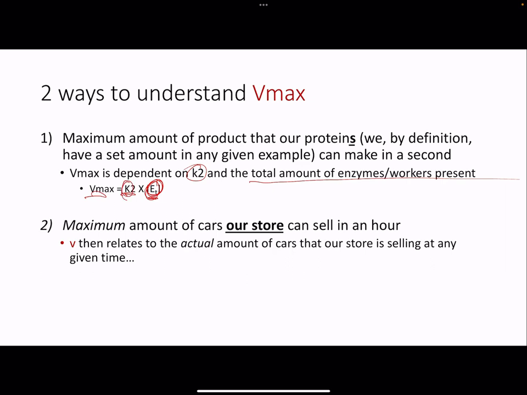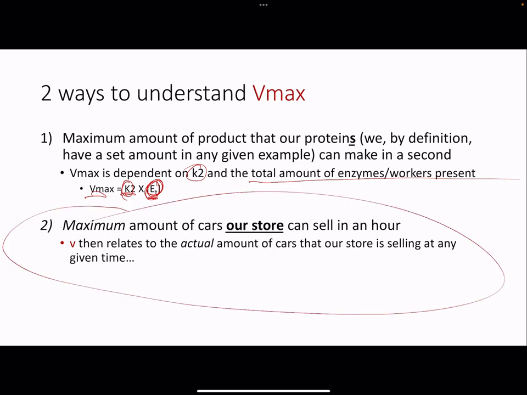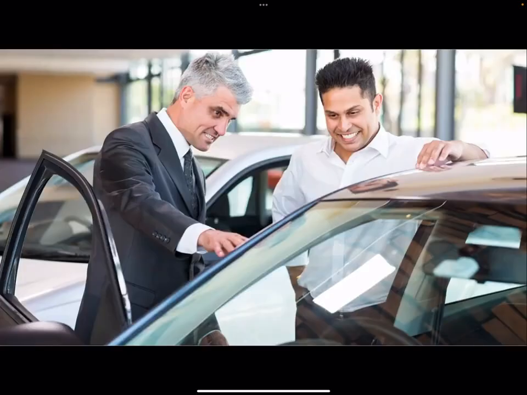And K2 is like, how good of a salesperson are they, right? And how quickly can they do the paperwork and whatnot. So K2 is like how competent they are. And that kind of makes sense. If they're really good at doing paperwork and making a sale, and you have tons of employees, then you'll have a really large Vmax. And like we just said, we can think of it as the maximum amount of cars that we could sell. V is just the literal amount, depending on how many customers, how much substrate we have at any given time. All right, you get it.